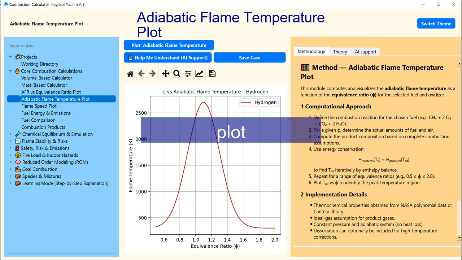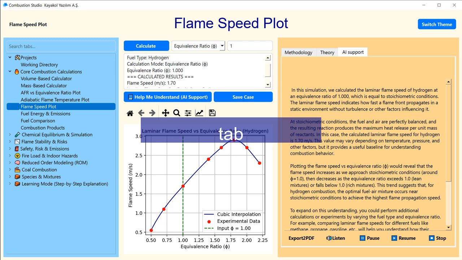The results plot T_AD, adiabatic flame temperature, versus phi, the equivalence ratio, which quantifies the richness or leanness of the fuel mixture. An equivalence ratio of 1 indicates a stoichiometric mixture, while values below and above 1 represent lean and rich mixtures, respectively. This tab shows the flame speed plot.